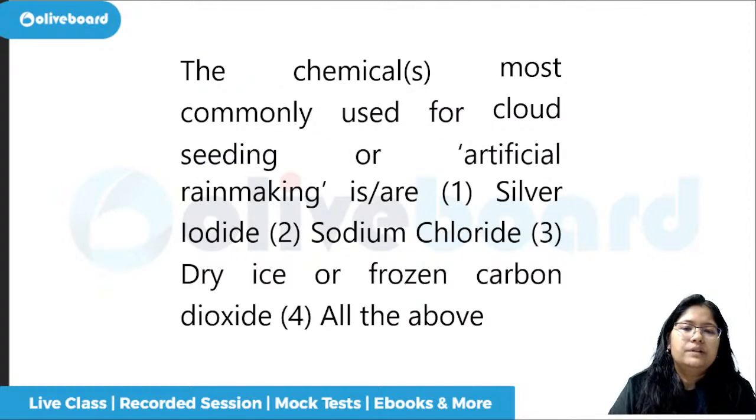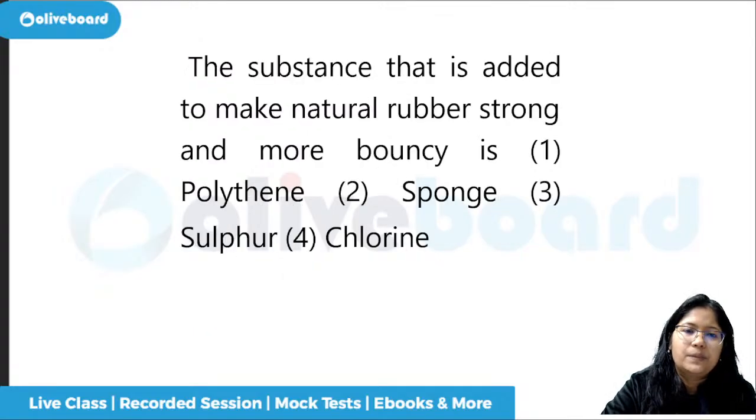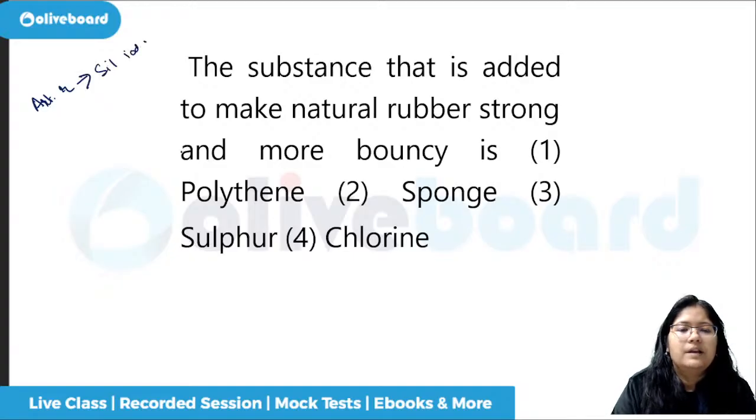Read the next question. The chemical which is commonly used for cloud seeding or artificial rain making. So for artificial rain, what is used? They have been asking this question for quite some time. We use silver iodide for artificial rain. Many times it has been repeated, silver iodide. So if you are new to the sessions, you can simply write down artificial rain, and here write down silver iodide. Like this, many things will be covered.